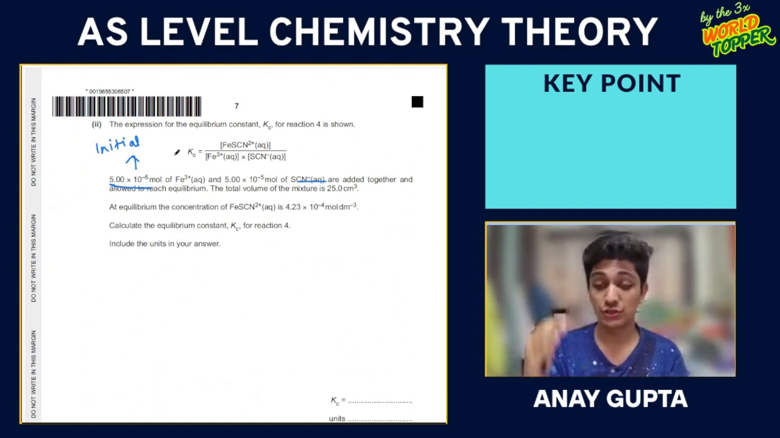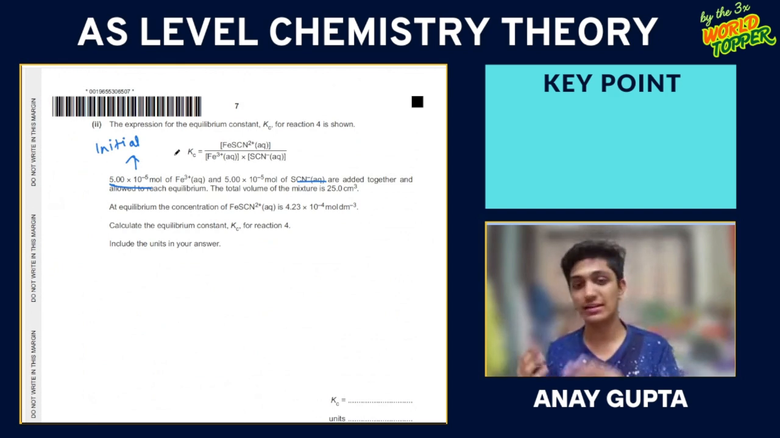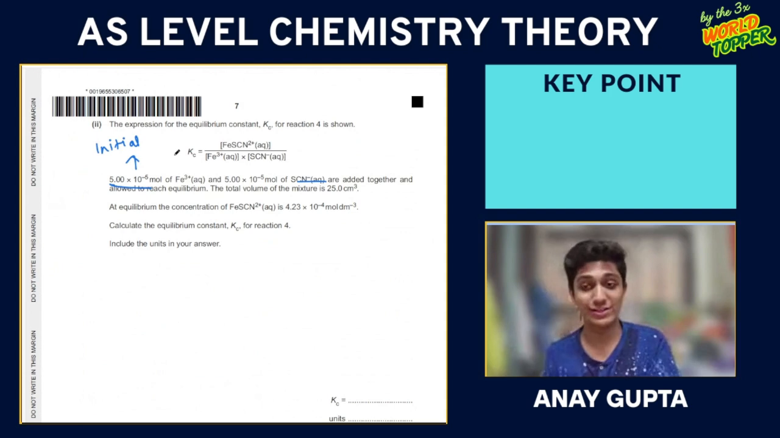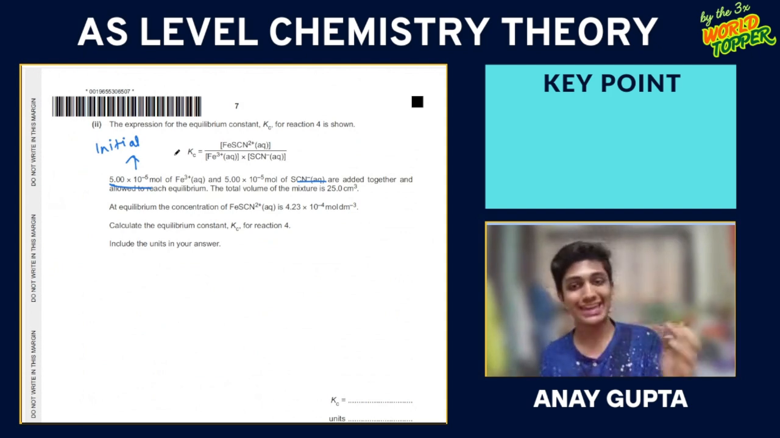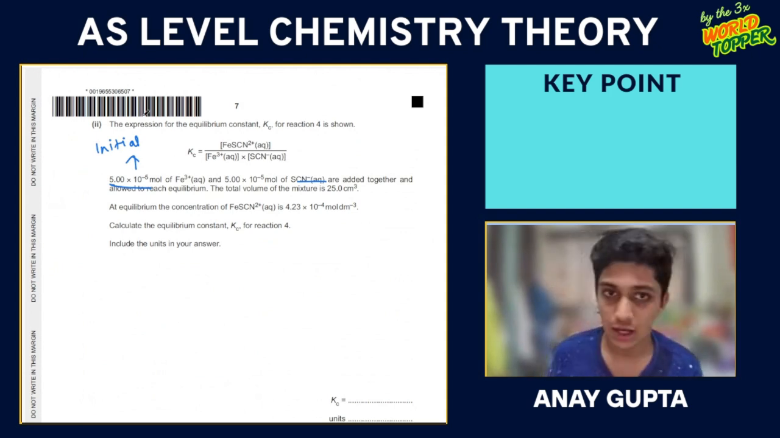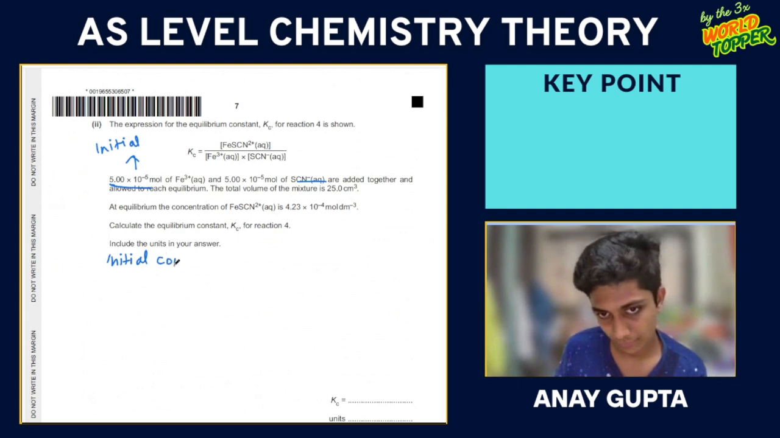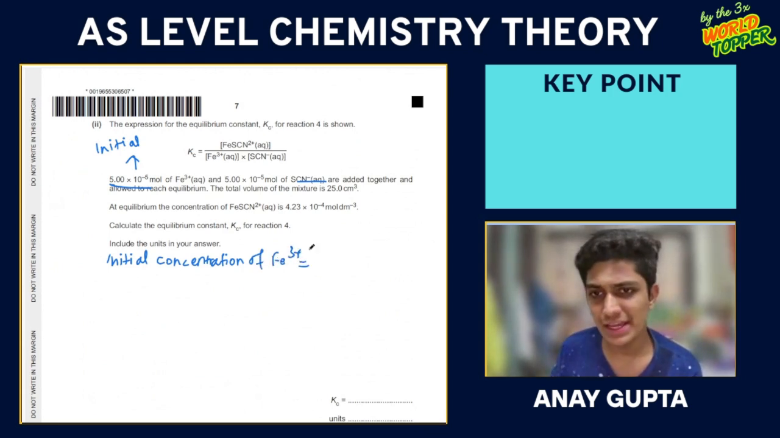Calculate the concentration of FeSCN2+. At equilibrium, the concentration of FeSCN2+ is 4.23 into 10 raised to minus 4 mole per dm cube. Calculate the value of Kc. So I can first calculate the initial concentration of Fe3+. This will be equal to 5 into 10 raised to minus 5 moles.